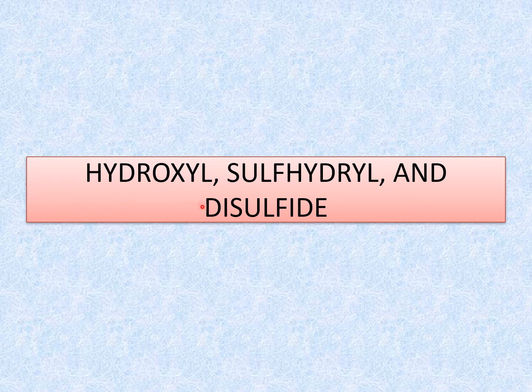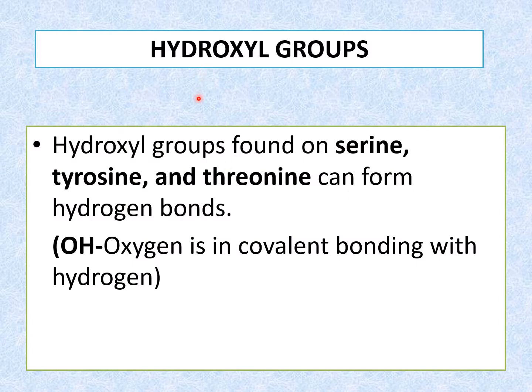Let's have the hydroxyl, sulfhydryl, and disulfide groups in the side chain of your amino acids. Hydroxyl groups, OH, are usually found on the side chain of your serine, tyrosine, and threonine. And the hydroxyl groups can form hydrogen bonds, which means if a specific amino acid contains hydroxyl groups in its specific side chain, that side chain can basically interact with water.